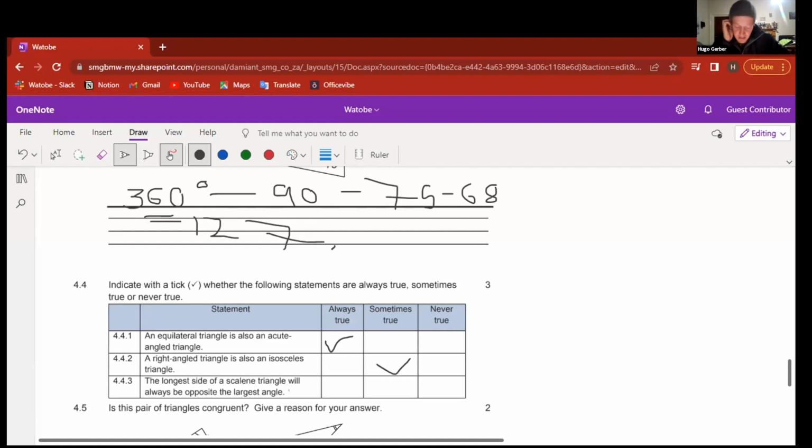Never true, never, never, never. I'm getting a bunch of nevers. I'm getting a party hat. Never, never, never. Well done. It is never.